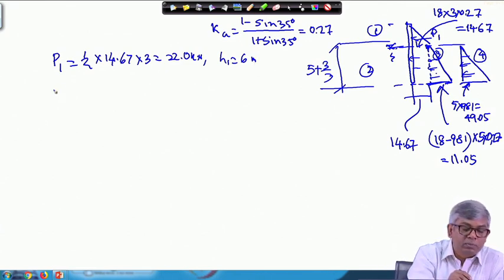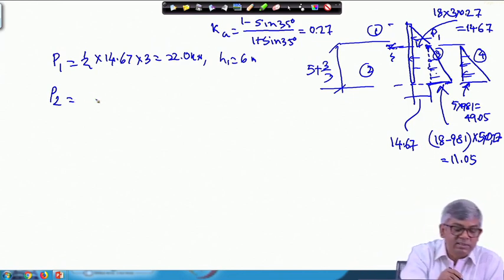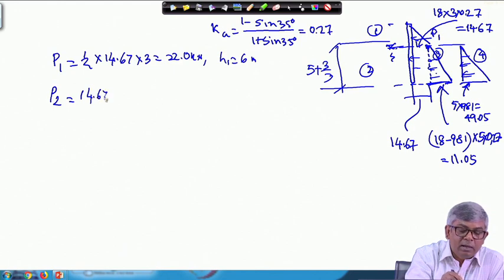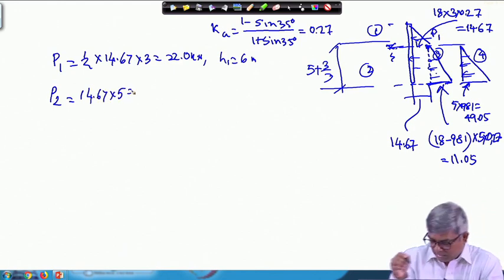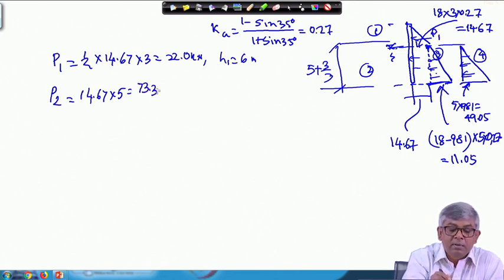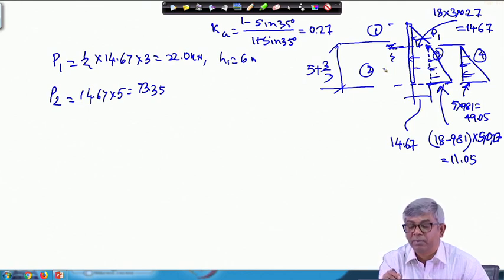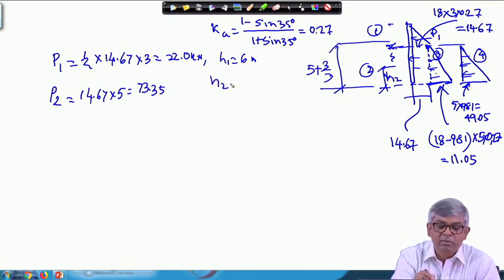Similarly, P2 will be equal to, it is a rectangle. So it is having 14.67 and height is 5. That gives you 73.35, and your P2 will be acting at the middle of this. So 5. So this will be P2, and this is H2. H2 will be equal to 5 by 2, that means 2.5.